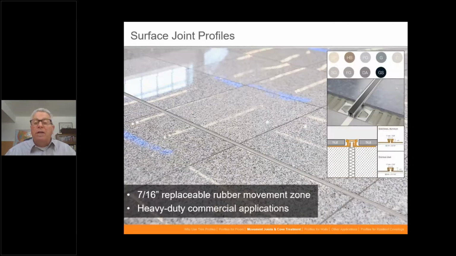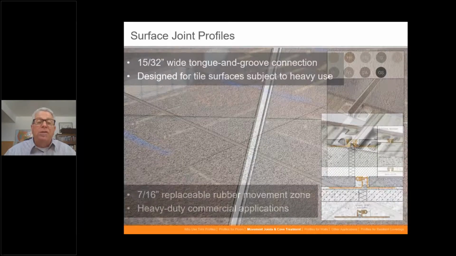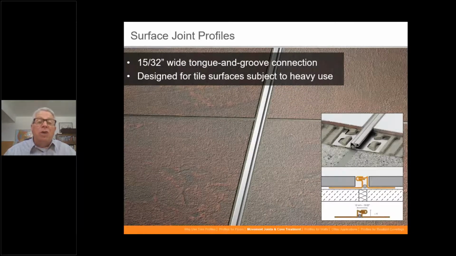Keep that in mind. This one's even a little wider and has a replaceable rubber movement joint, and you can see the colors from the inset, what it's available in and how it goes in. So this would be for more of a heavy duty and commercial application. This one's all metal. This is all stainless steel. You can see how wide it is, just about a ½ inch wide, and it works in a tongue and groove, so it does allow for in-plane movement quite a bit, and there's nothing there to replace, as you can see in the stylized drawing, and it is fairly attractive in these commercial settings.